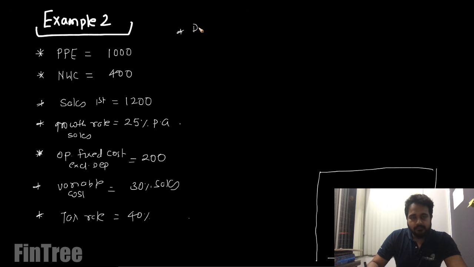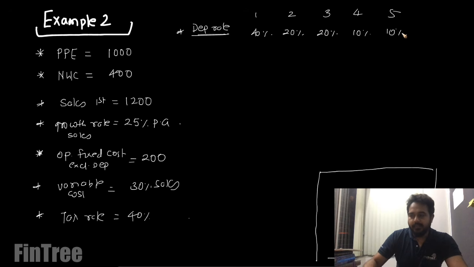Depreciation rate for years 1, 2, 3, 4 and 5 would be 40% in year 1, 20% in year 2, 20% in year 3, 10% in year 4, 10% in year 5. So we have depreciation rate 40, 20, 20, 10, 10. So how much is that? 60, 80, 90, 100.